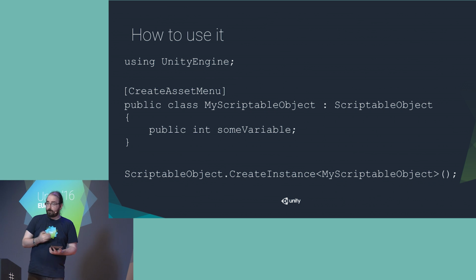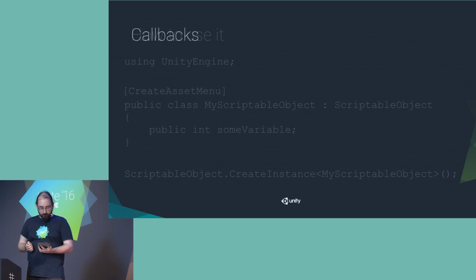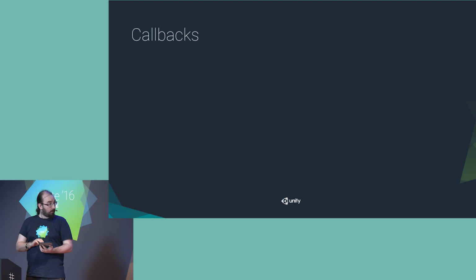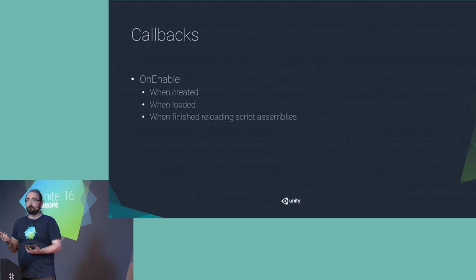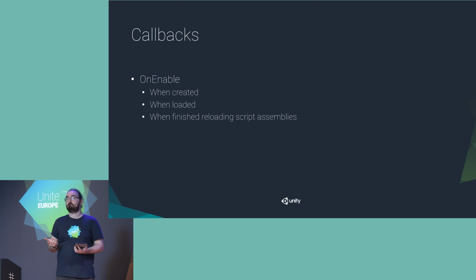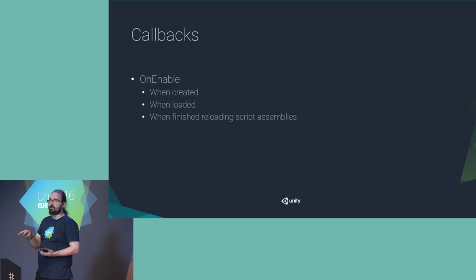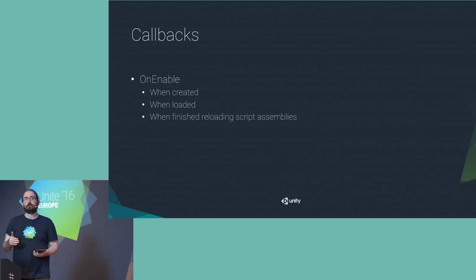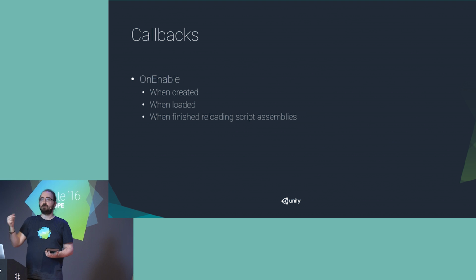So, to talk a little bit more about the callbacks. Firstly, OnEnable happens when the object is created. It happens when it's loaded. And that's kind of a tricky one, because it's not always obvious when something will be loaded. But if you open a scene that has a reference to the Scriptable Object, at that point, the Scriptable Object will be loaded, for example.